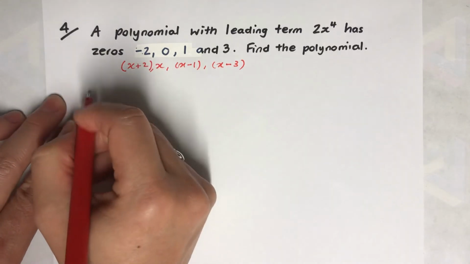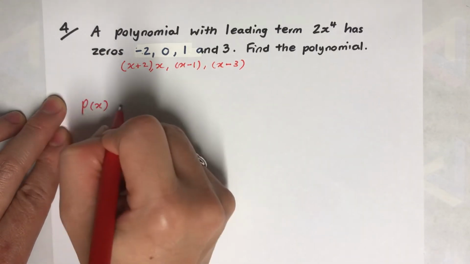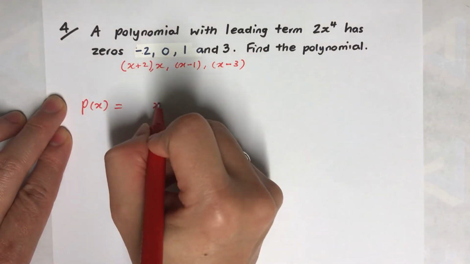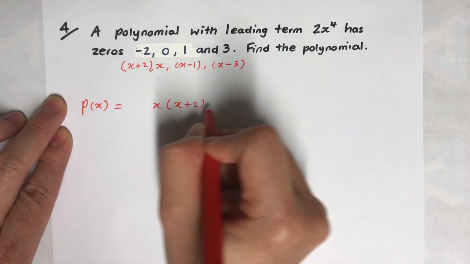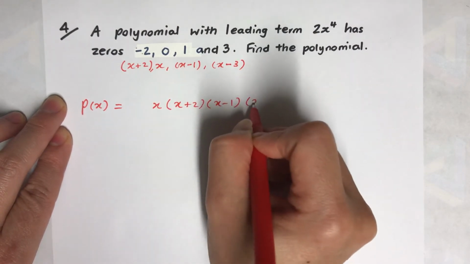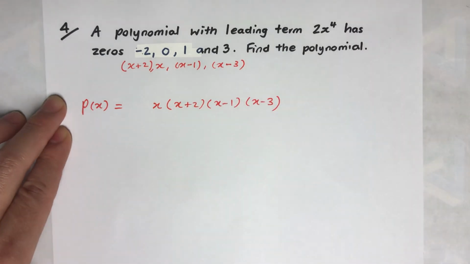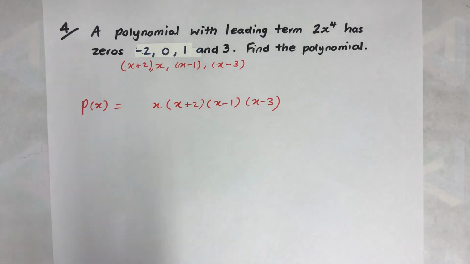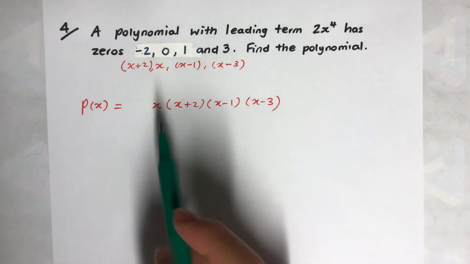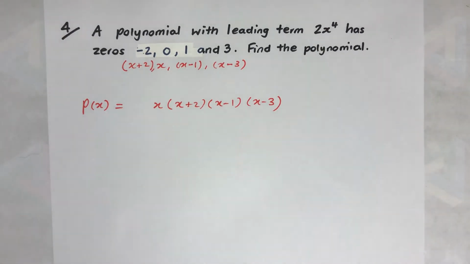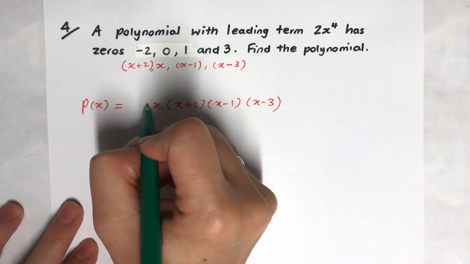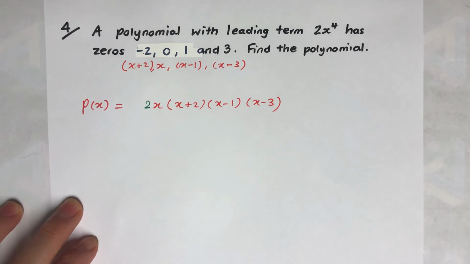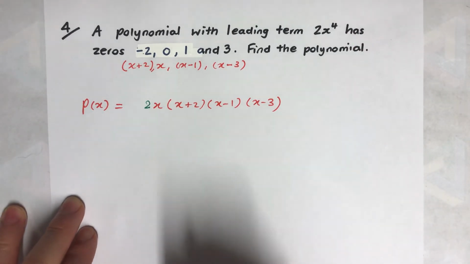Okay? So I'm going to write p of x equals, I'm going to write everything here. Now, one thing we have to be careful about is the leading term is 2x to the power 4. So if I just multiply all these, that will be my leading term. I'm just going to get x to the power 4. I don't get 2. So I'm just going to multiply by 2 here. That way I can guarantee my leading term is 2x to the power of 4.